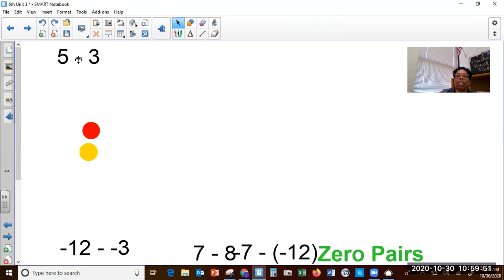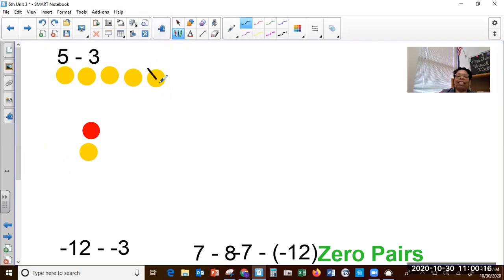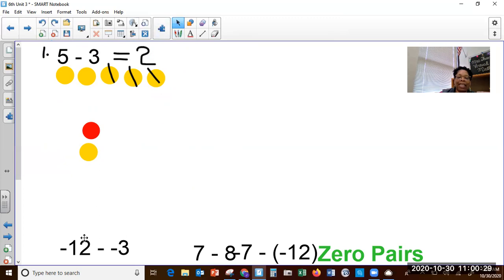5 minus 3. If we cover the minus sign, we see that it's positive 5 and positive 3. 1, 2, 3, 4, 5. The first number tells me how much I have, and the second number tells me how much to take away from it. So it says take 3 away. So what does that leave me with? 2. So 5 minus 3 is equal to 2. Let's try a different one.